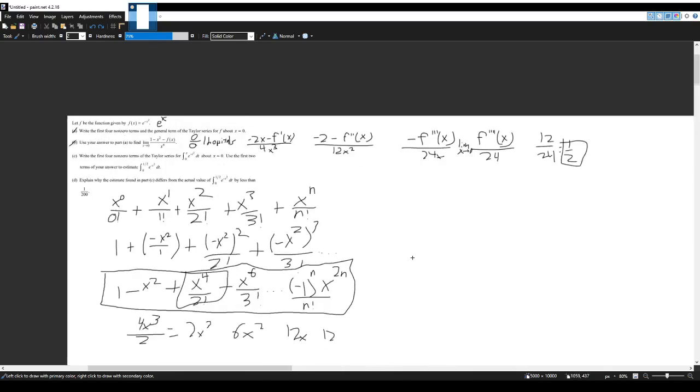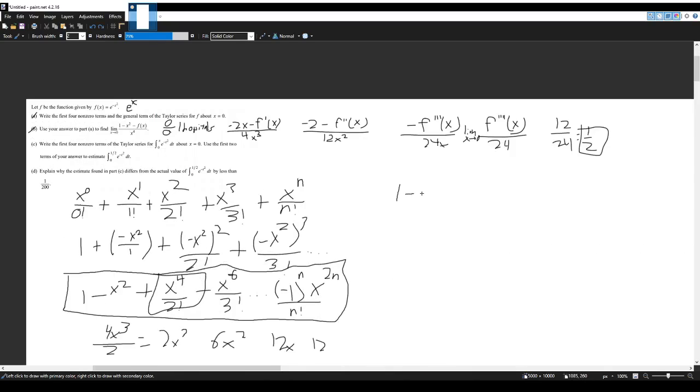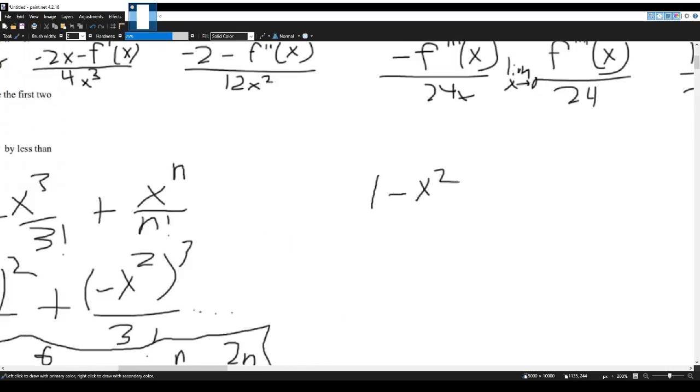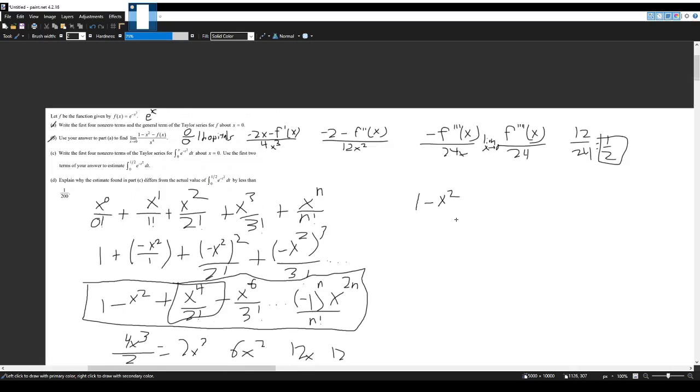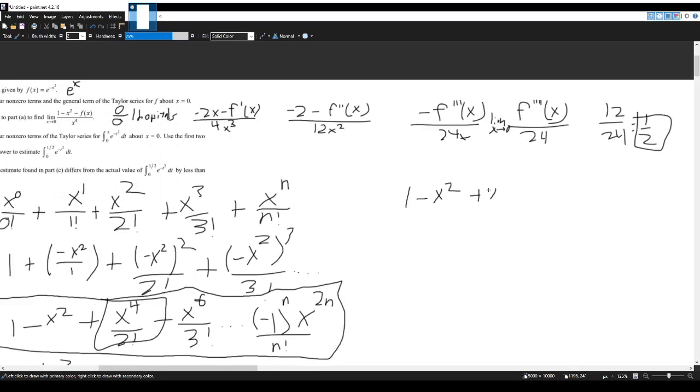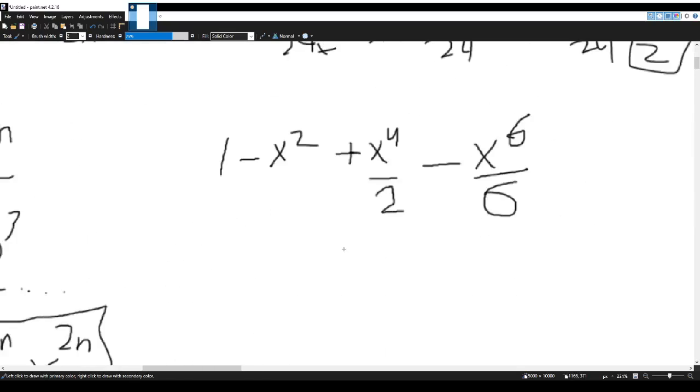Let's rewrite it. So it's 1 minus x squared plus x to the 4th over 2, minus x to the 6th over 6, right, 3 factorial is 6. Now we just integrate each one of these terms.